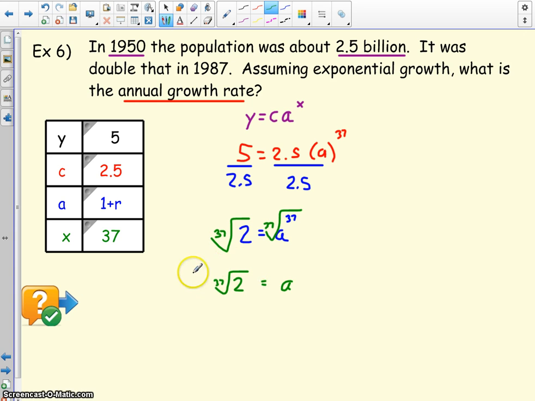And you can do that in your calculator, or you can rewrite this as 2 to the exponent of 1 over 37, whatever you find easier. So you run that through your calculator and you should get, I'm going to keep a lot of decimal places here just so I can keep this going. So I have 1.01891.